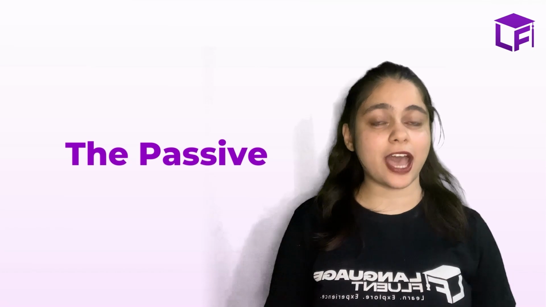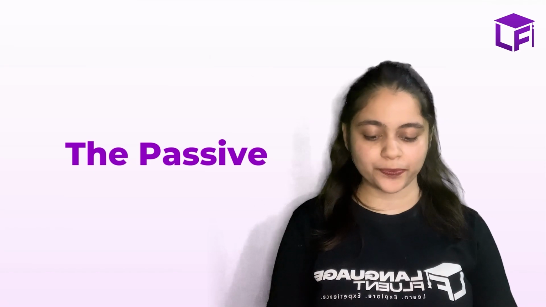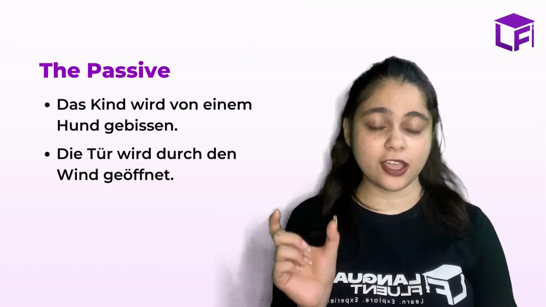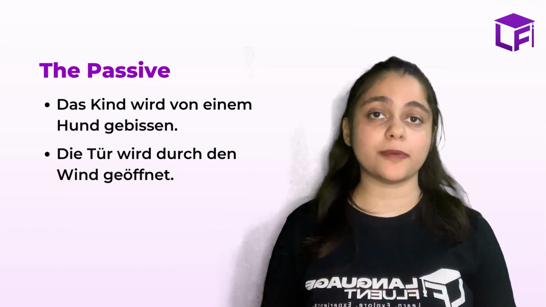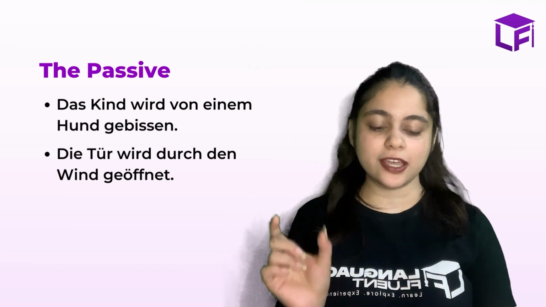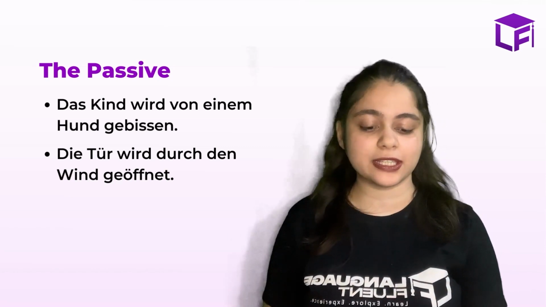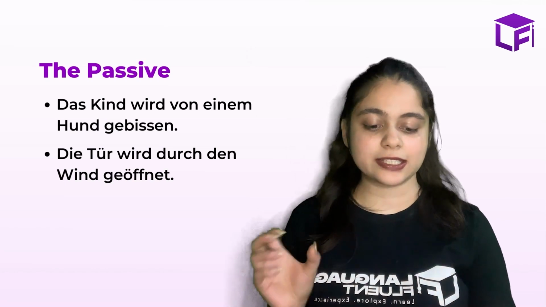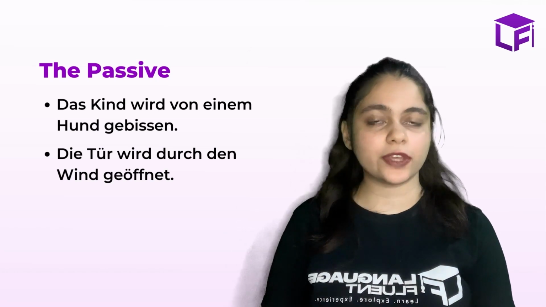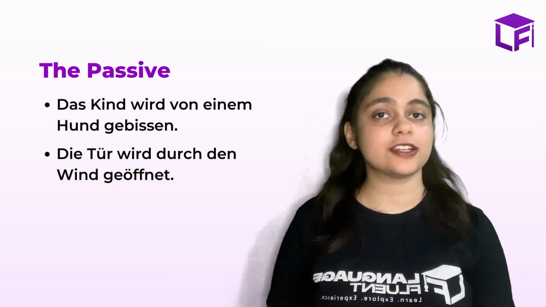Now, let us learn how to form the passive in the present tense. In German, the passive is formed using the verb werden, which means will be, and also the past participle of the main verb. We use the word von for the person or animal or organization mentioned in the sentence. For example, "Das Kind wird von einem Hund gebissen." This means the child was bitten by a dog.